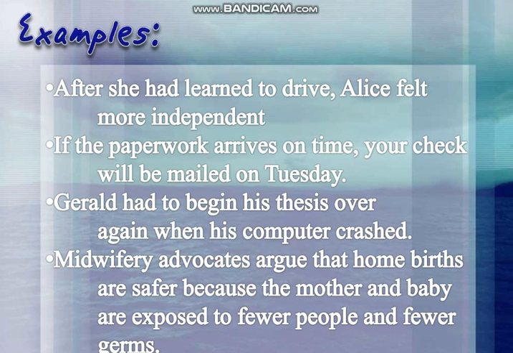Then we have, Gerald had to begin his thesis over again when his computer crashed. So here, which one is the conjunction? When. Yes. So when his computer crashed is a subordinate clause and it depends on the main clause. So here the word when is joining these two clauses.